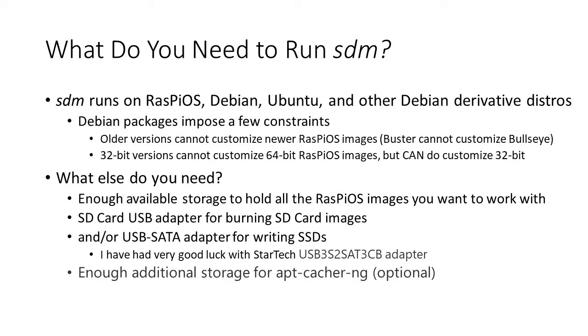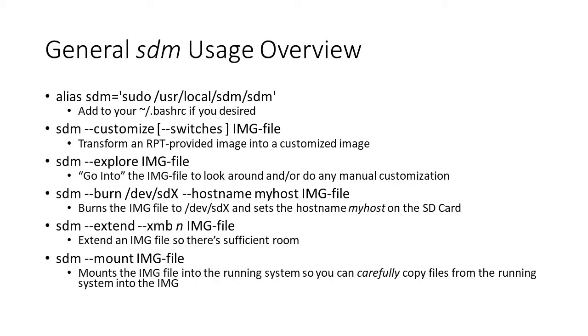You'll also need enough storage to hold all the RasPi OS images you want to work with. When you're ready to burn an SD card, you'll need a USB SD card reader. If you want to burn SSDs, you'll need a compatible USB to SATA adapter. Lastly, if you install the totally optional APT Cacher NG, which I'll talk about later in this video, you'll need enough additional storage for its cache. You can make SDM easy to use by adding an alias to your .bashrc.